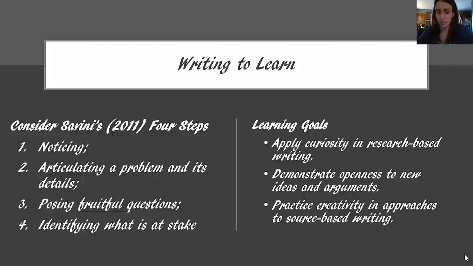Articulate a problem in its details. So that's the part where you're describing what the incident was, and also the stakeholders, when it occurs, where it occurs, the who, what, where, when, why, how questions. And then you're going to start posing fruitful questions and identifying what's at stake, kind of in that later part of your paper. This is where you're hypothesizing about why it matters, where your research might lead, and what ultimately you might want to investigate further.